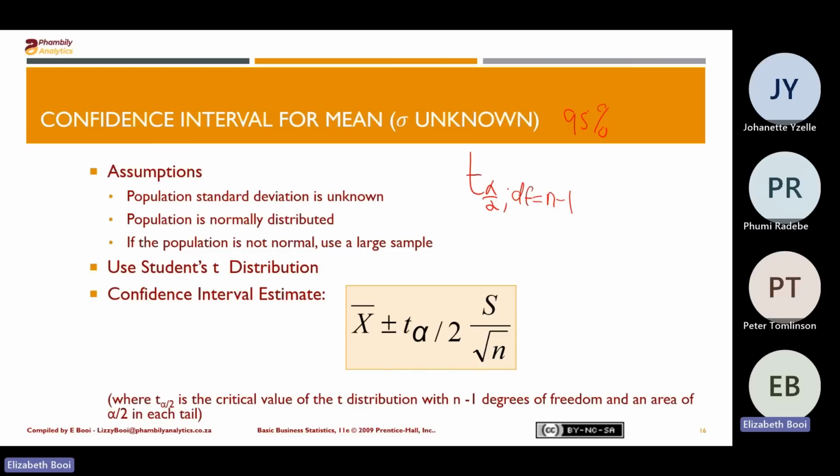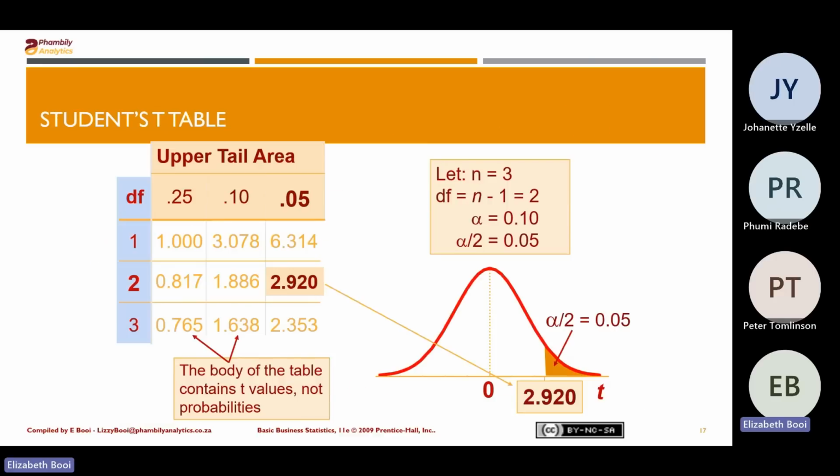95% confidence interval. So therefore, it means our alpha here is 0,05. So in order for us to find the critical value, we are going to use that alpha of 0,05. We're going to have to find the n sample size. So let's look at our example. Let n equal 3. The degrees of freedom then will be your n minus 1. So it's 3 minus 1, which will be equal to 2.